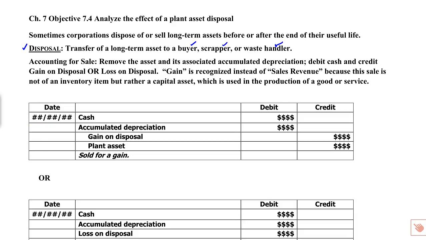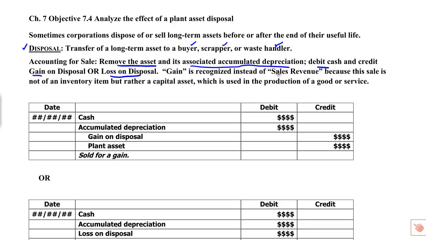Okay. So how are we going to account for the sale? You're going to remove the asset, which would mean crediting the asset account. Its associated accumulated depreciation, which would mean debiting accumulated depreciation account. Debit cash, if you're selling it, you receive cash. And credit gain, if you have one, or loss on disposal, if you have a loss.